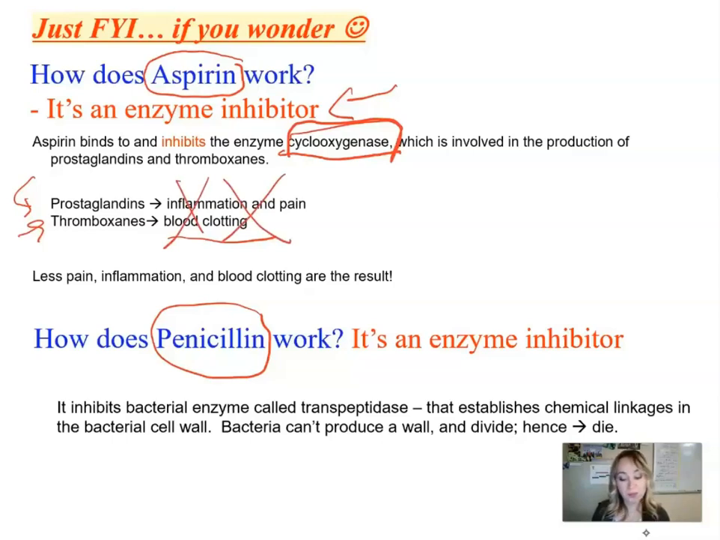Another example would be penicillin. So this is also an enzyme inhibitor. So this enzyme inhibitor will inhibit transpeptidase, which is an enzyme that bacteria use to build bacterial cell walls. So if we inhibit this enzyme, that means bacteria can no longer build their cell walls, they cannot divide, and therefore we are going to get rid of them and clear the infection out of the body.